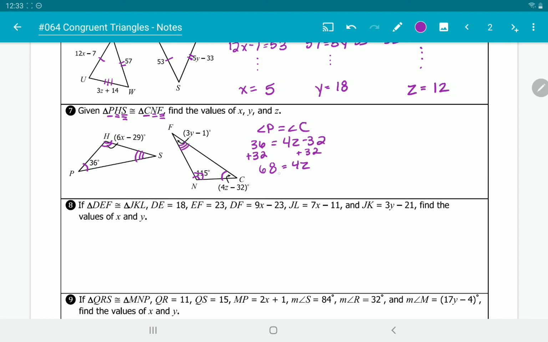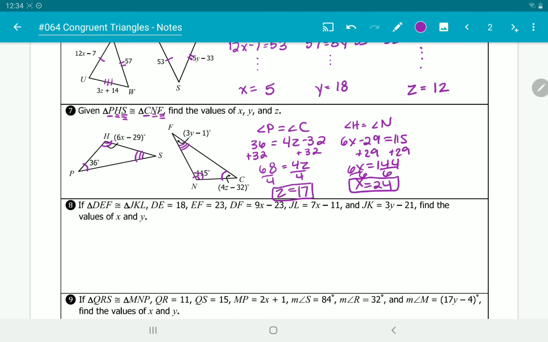Okay, and if we divide both sides by 4, we're going to get that z is equal to 17. Okay, so now we have h and n. So angle h and angle n are the same. So 6x minus 29 is equal to, angle n here is 115. Okay, so we'll add 29 to both sides. And then that is going to give us 6x equals 144. And that's going to give us, if we divide both sides by 6, that x is equal to 24.